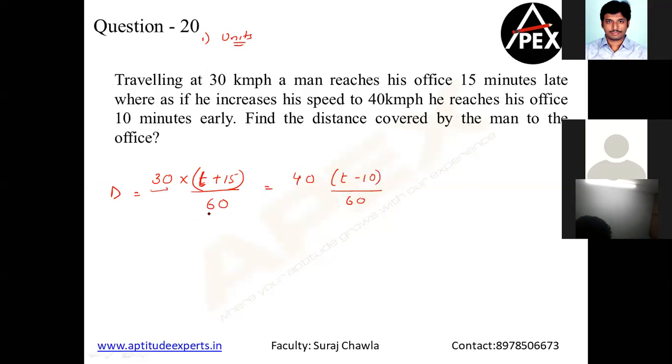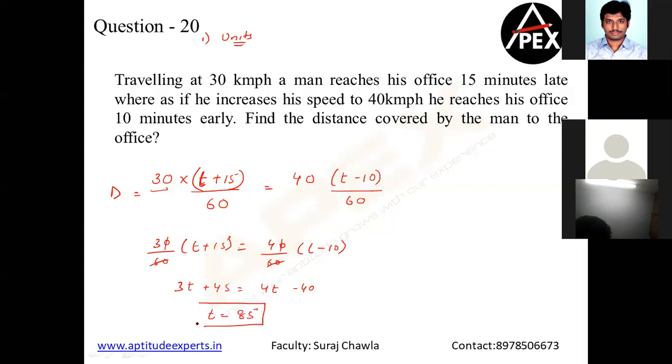So that's t minus 10 by 60. Now if we equate this, what do we get? So let me write it here. 30 by 60 into t plus 15 is equal to 40 by 60 into t minus 10, right? So 60 and 60 get cancelled, 0 and 0 get cancelled. So what do we get from here? We get 3t plus 45 is equal to 4t minus 40. Or when you transpose the values, you get the value of t is equal to 85.